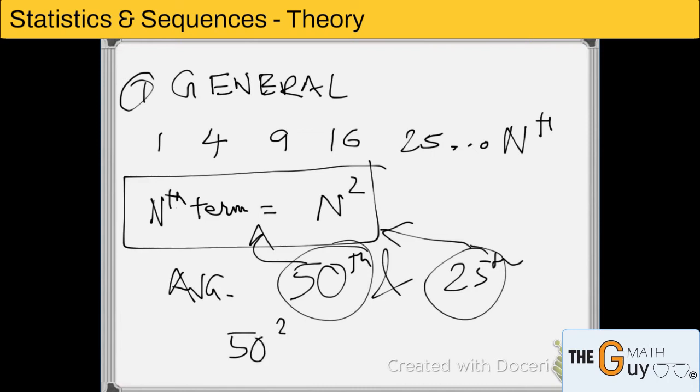So you get 50 square plus 25 square over 2, right? And that's your answer. You can simplify it or you can calculate it and get the answer. So that's what general sequences would do. You won't have to remember anything, but you will need to know how to use this general formula, or the information they give, to apply and get the answer.